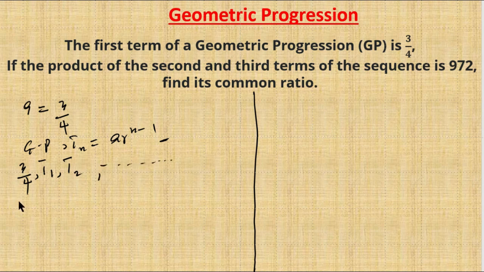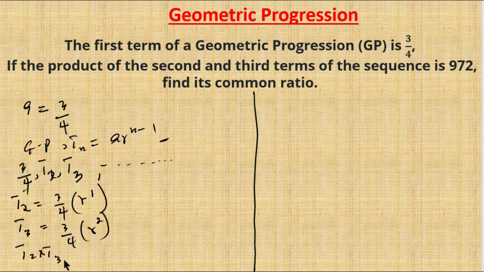Now, my T1, which is equal to a, is 3 over 4. T2 is 3 over 4 into r raised to power n minus 1, n is 2 here, so 2 minus 1 is 1. And T3 is equal to 3 over 4 into r raised to power n minus 1, n is 3, so 3 minus 1, I have 2 here. And I've been told that the product of T2 times T3 is 972. So we'll take it one after the other so that we don't get confused.